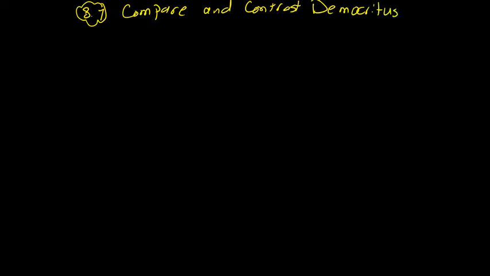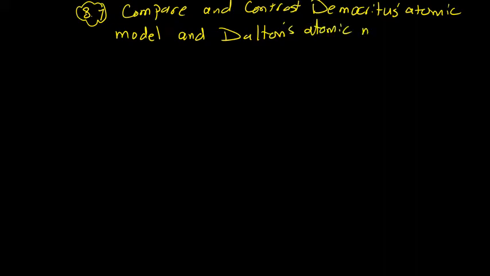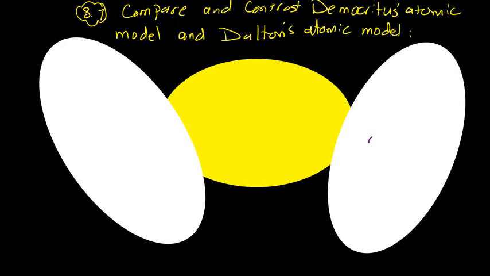In this KPI you should be able to compare and contrast Democritus' atomic model and Dalton's atomic model. In order to compare and contrast Democritus' atom with Dalton's atom, you need to look for similarities and then for the differences. Similarities means what's common in both models. First, matter is composed of atoms. Both of them believed in atoms.